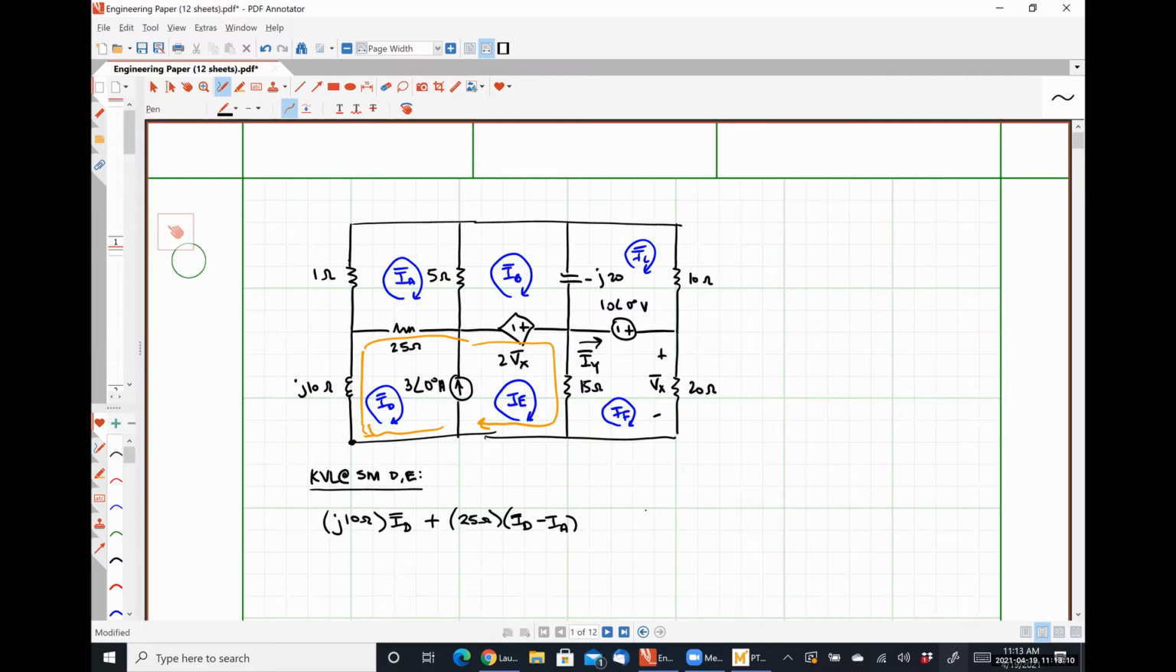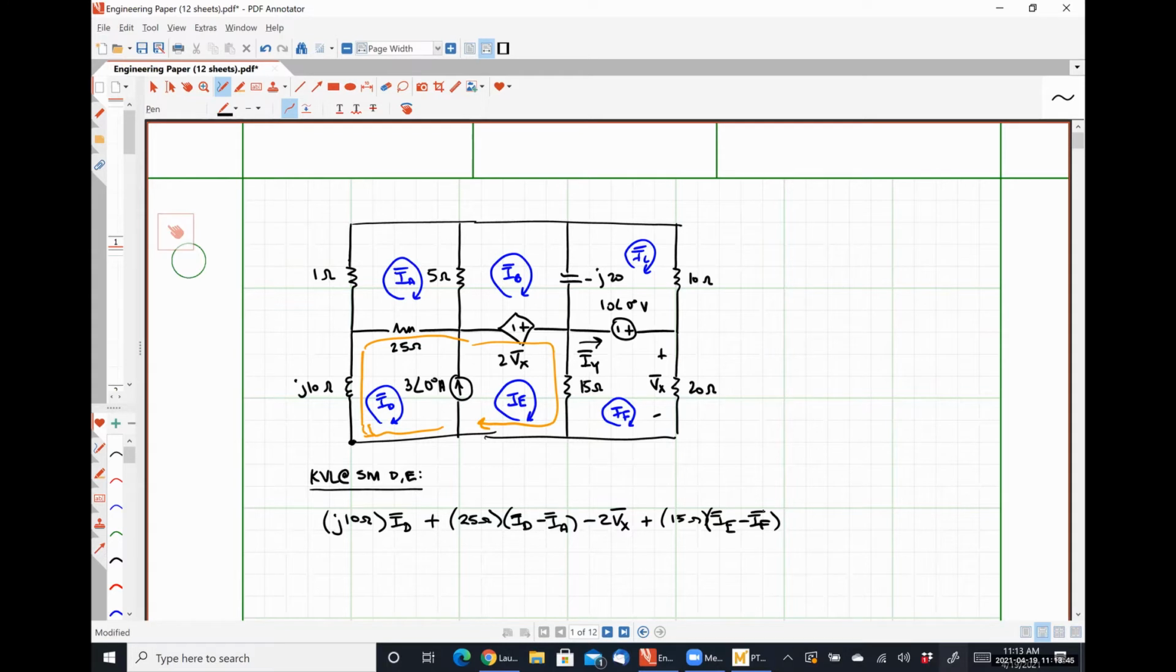Minus 2Vx, okay? Don't need to pay attention to any currents or anything on that particular term because we are using Kirchhoff's voltage law. We are simply summing up voltage drops, and Vx is a voltage drop. So we have minus 2 Vx. What's our next term? 15 ohms times IE minus IF.